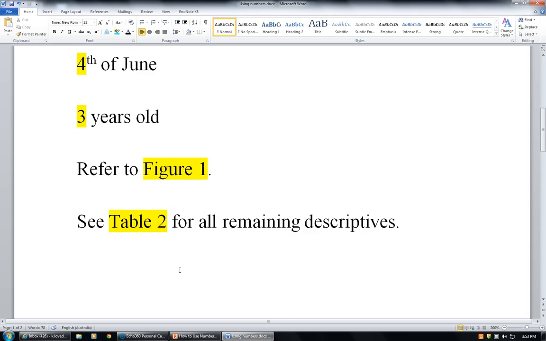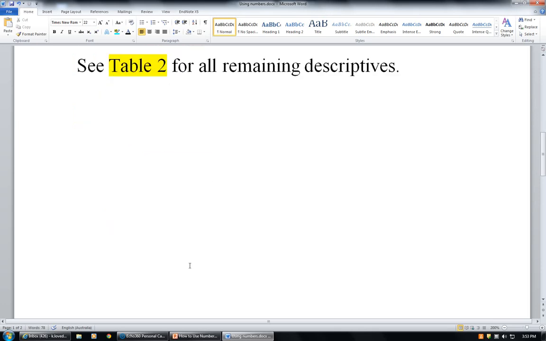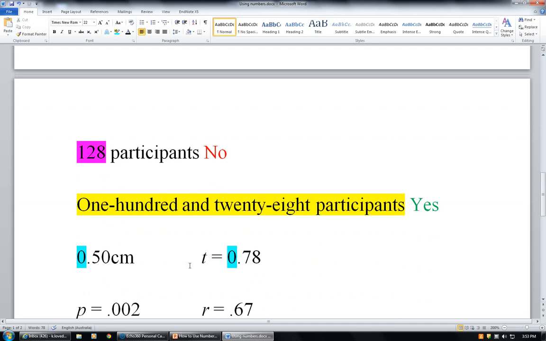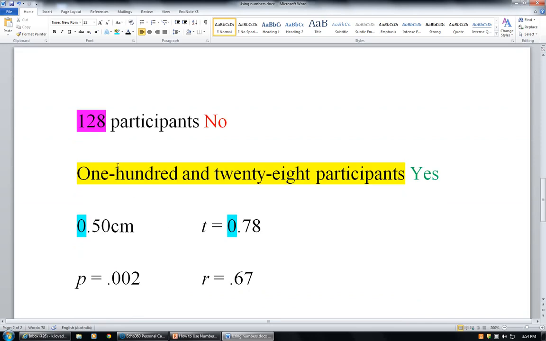So if you have any other queries about when to express a number as a digit or a word, I'd refer to the Redbook for more information, or you can also go to the APA manual for even more information. I'm going to move on now to some other ways of using numbers.